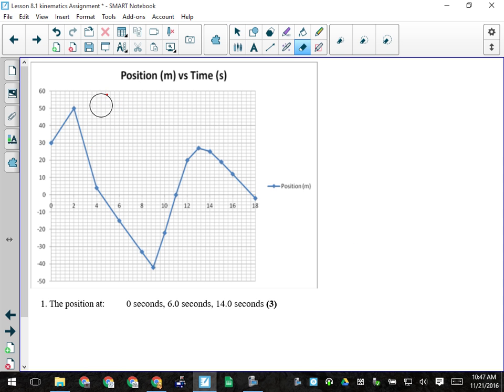Okay, so between 4 and 8 seconds. At time 4, I'm right here at position 4 meters. At time 8 seconds, I'm right here, which is negative 33. So negative 33 minus 4 is going to give me negative 37 meters. All right, everybody okay with that?